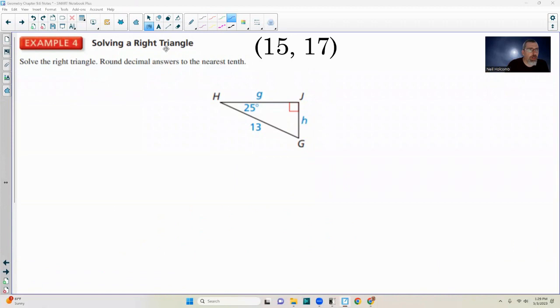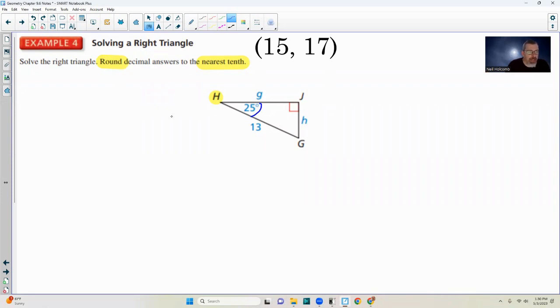Okay, example 4. Again, we're going to solve this right triangle, round decimal answers to the nearest tenth. So let me get my highlighter, round to the nearest tenth. And we're solving the right triangle, and H is our reference angle. Okay, so that's the angle we know. So in this situation, we know one angle and we know one side. And when I say one angle, I mean one acute angle.